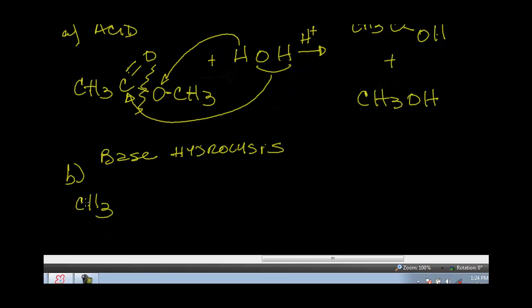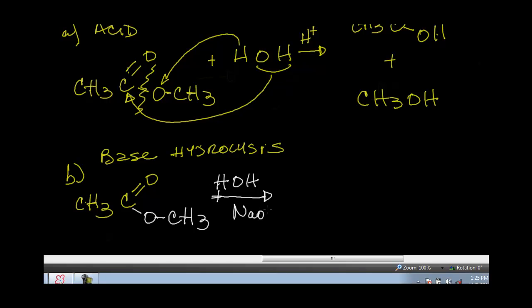Okay, so now I'm going to have CH3, C double bond O, and I think I'll do it in 2 colors just because this is a little bit more intricate. O, CH3, so this is the alcohol part of my ester. And I'm going to add water to it. But on the arrow, what you're going to really see is water and sodium hydroxide. Okay, so it's hydrolysis under basic conditions. But I'm going to do the water part first and then take the sodium hydroxide on a second step.